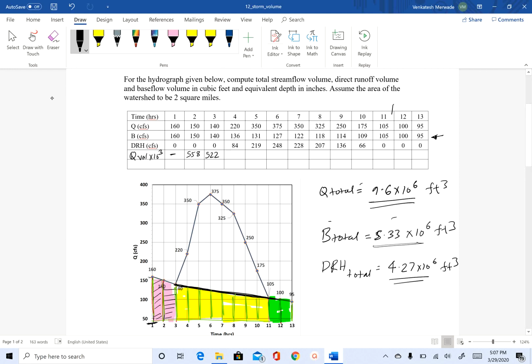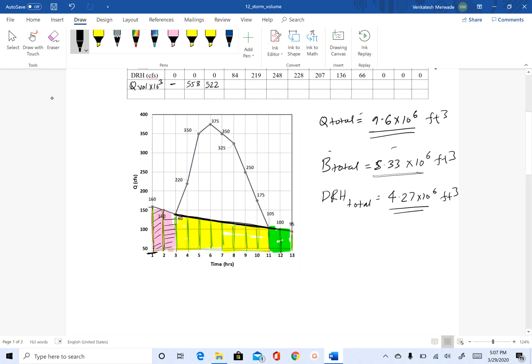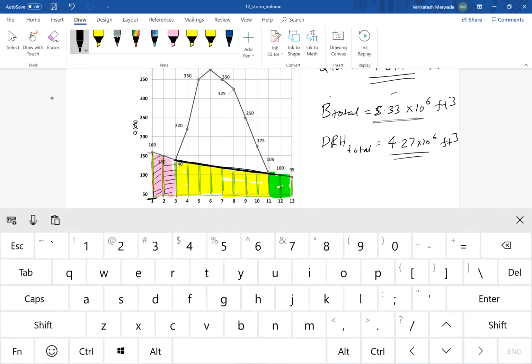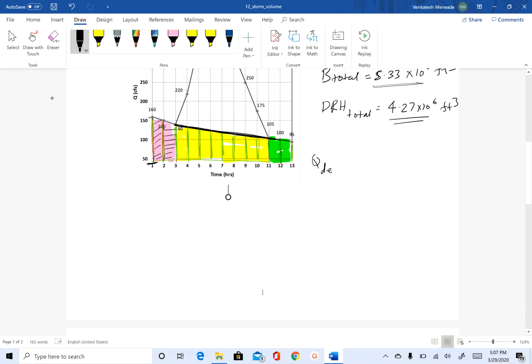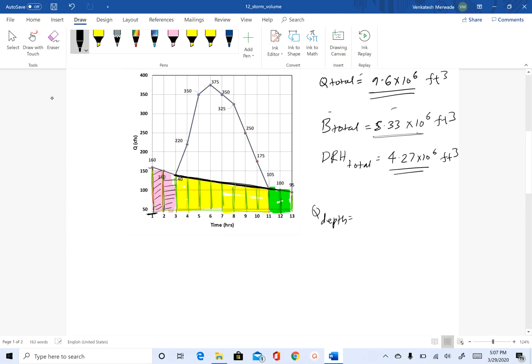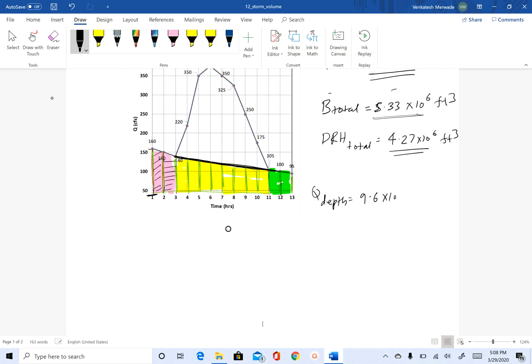I have also asked you to get the equivalent depth if the watershed area is 2 square miles. So to do that, let me just do this for Q depth. We had 9.6 times 10 to the power of 6. So that's the volume. You divide it by area. Our area is 2 square miles, and each mile is 5,280 feet. Because we have square miles, I'll do 2 times 5,280 squared. And if you do that, the number that you will get is 0.172 feet.